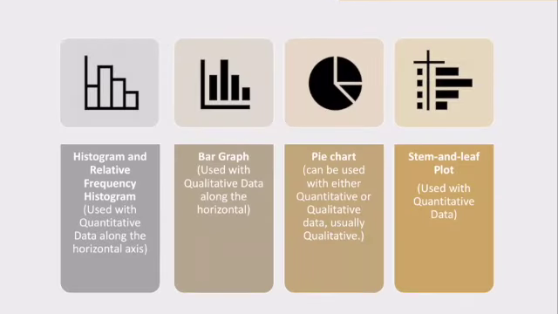So we're going to talk about four main types of graphs. I'm going to talk about a histogram and a relative frequency histogram. Those are for quantitative data. I'm going to talk about bar graphs, that's used for qualitative data. I'm going to talk about pie charts, which can be for quantitative or qualitative data, but it's usually qualitative. And I'm going to talk about a stem and leaf plot.